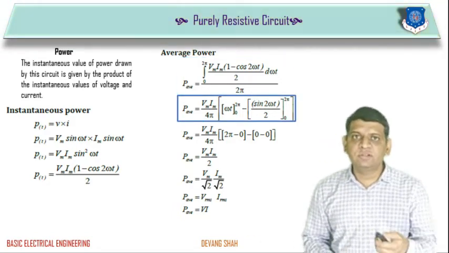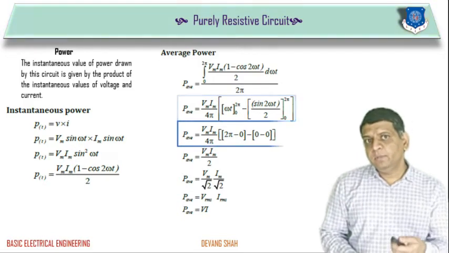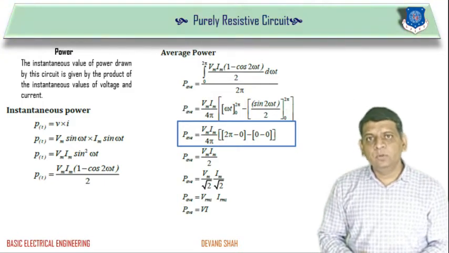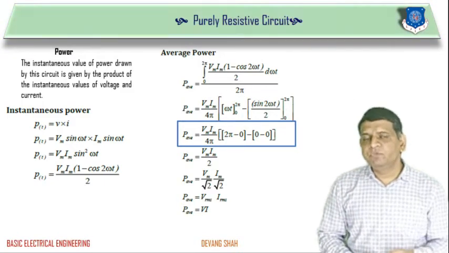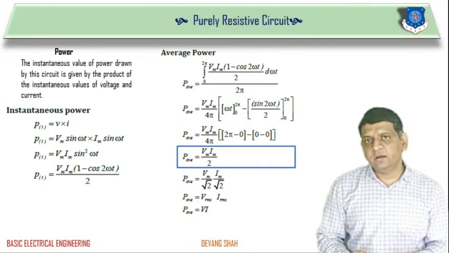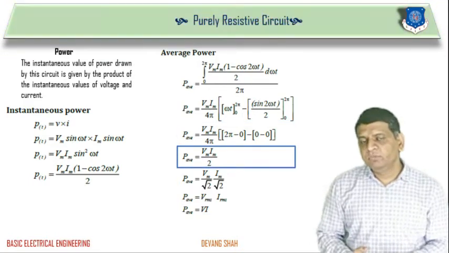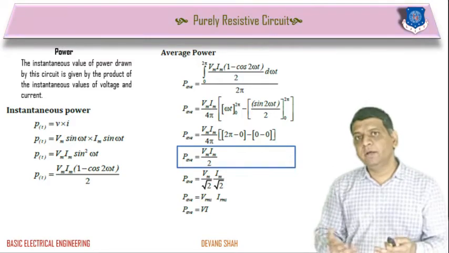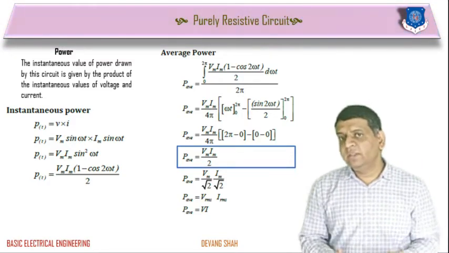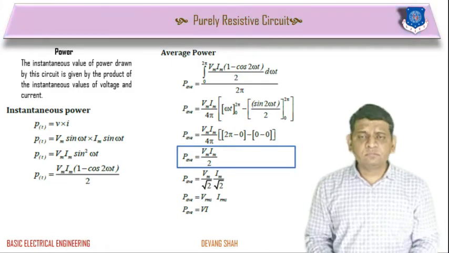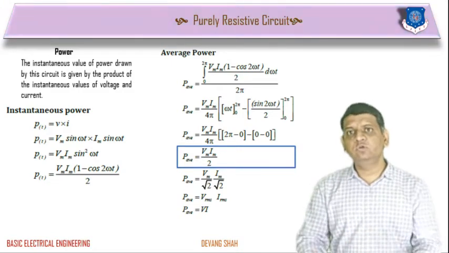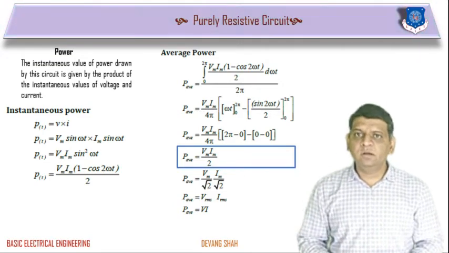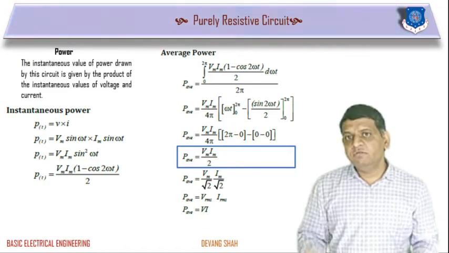Once you take the integration of this complete term, you can find P average is equal to Vm Im divided by 4 pi in bracket (2 pi minus 0) minus in bracket (0 minus 0). So once you solve this equation, you will get P average is equal to Vm Im by 2, and further you expand this equation, P average is equal to Vm by root 2 into Im by root 2. Now what is Vm by root 2 and Im by root 2? They are nothing but the RMS values of AC voltage and AC current. So finally you get P average is nothing but VRMS into IRMS. So it's nothing but V into I.